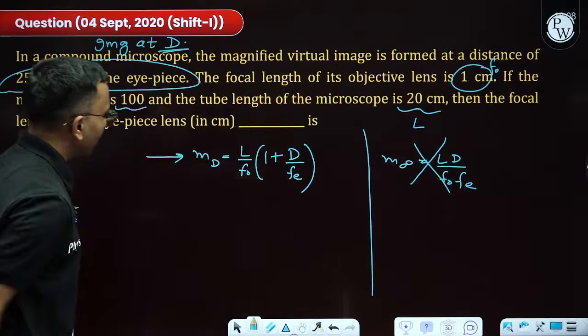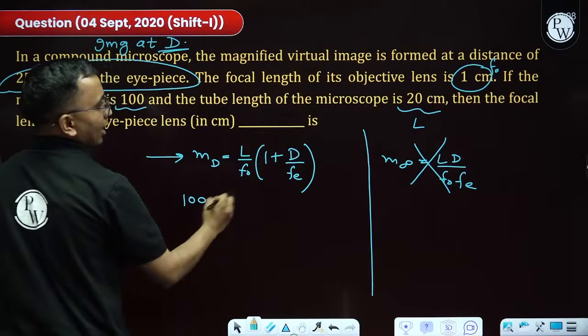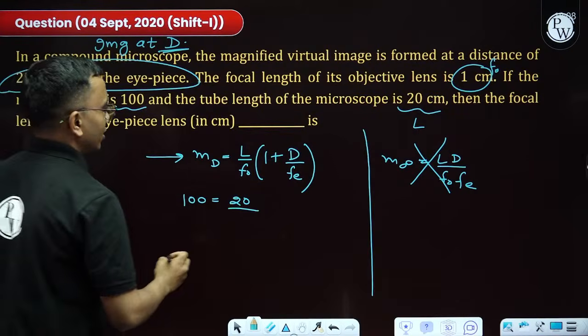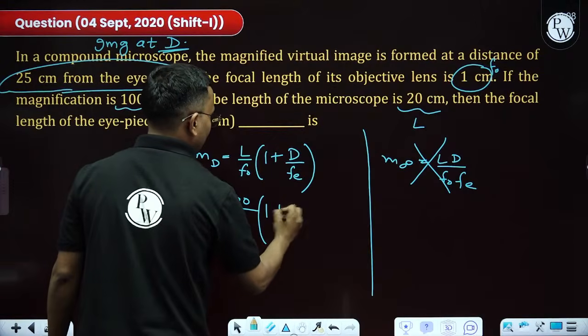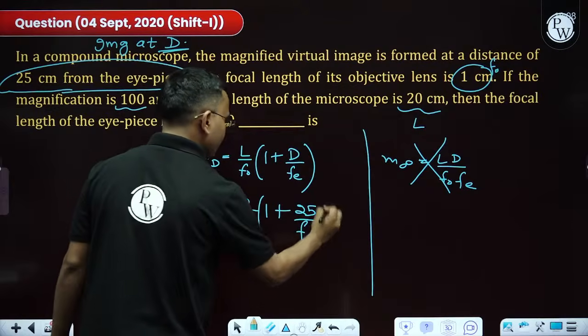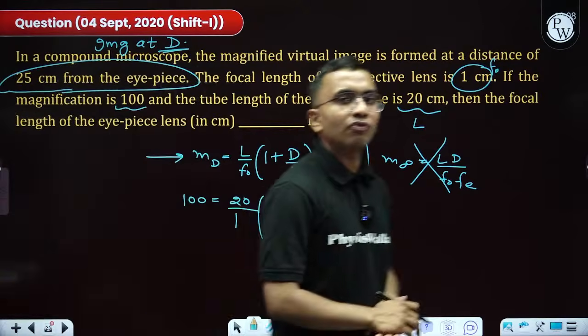Remember both. Now, what is the magnification? It is 100. What is L? L is 20. What is F objective? It is 1, plus 1 plus, what is D? 25. What is eyepiece? That we have to find. From here, simple calculations are there. Easily we can find what is FE.